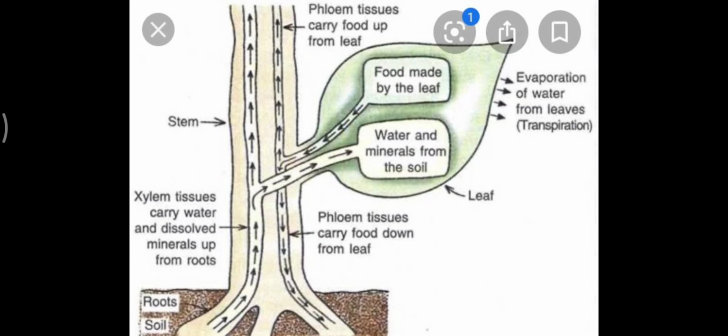Food transportation is an active process, that is, it requires energy for transportation, whereas the water transportation is a passive process, that is, it occurs by diffusion and no energy is required.